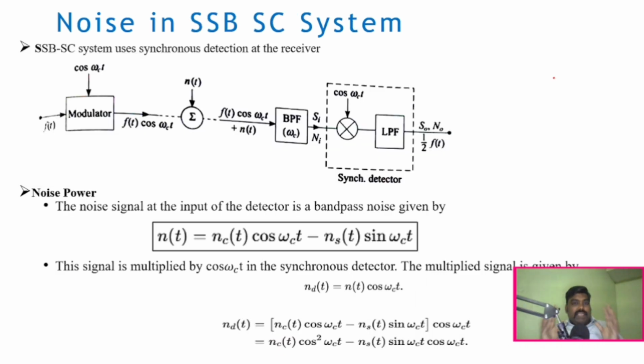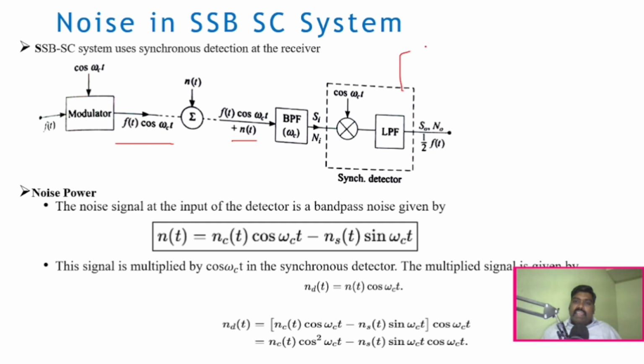Now we consider this AM system as an SSB-SC system. It's the same explanation I'm going to give you. The original message signal is transmitted at the transmitting side, where you add the carrier signal and then transmit it. That can be represented as f of t cos omega ct. During transmission, the noise will get added, and the receiving side will receive the original signal along with the noise. Then that is band limited and sent to the detector.